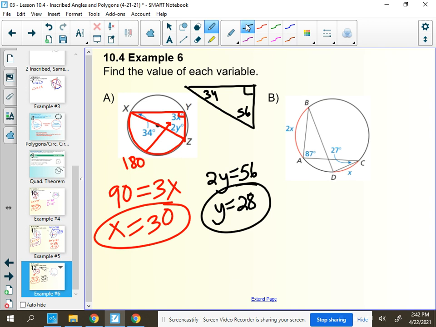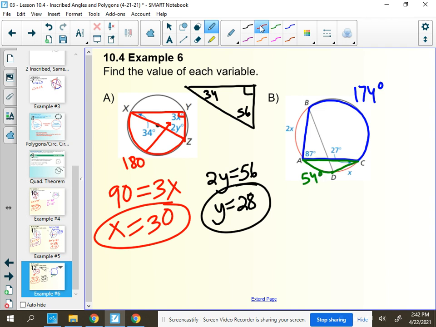All right, last one. Definitely, I would say the toughest one on here. So when I look at this, I see the 87 inscribed angle. I want to double that and turn this into 174. The other number that I know, this 27, which is this angle, same idea: when I double that, I can get this arc measure out here at 54 degrees.